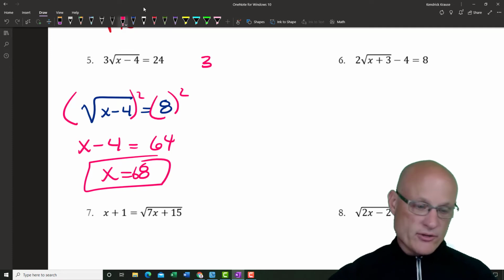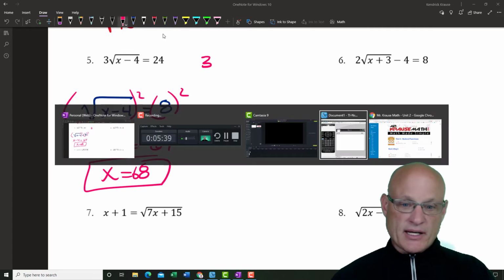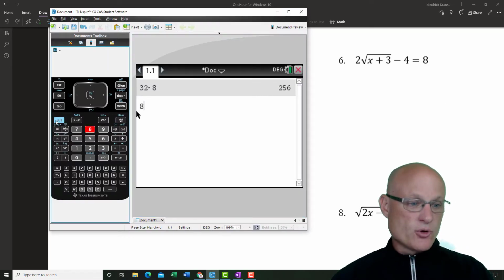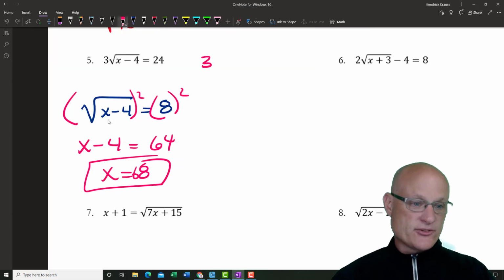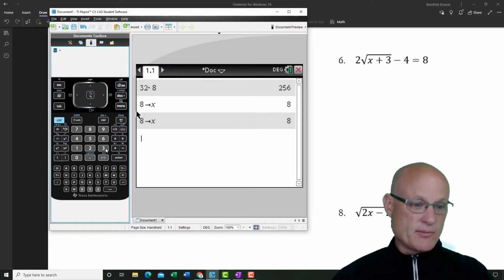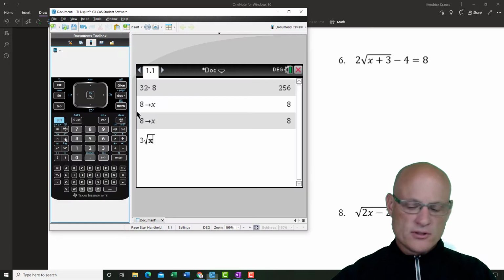Well, let me show you another way to do this. I can just simply take my calculator, take 8, and store it, control var x, store it into x. So I did 8, control var x, press enter, and then I just type the left side of the equation. And this is a nice thing about this calculator. 3 square roots of x minus 4.